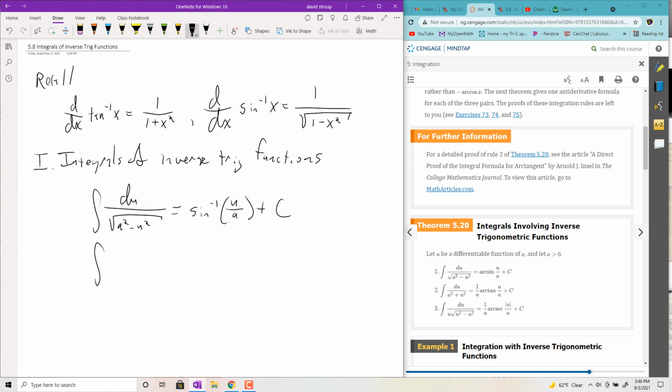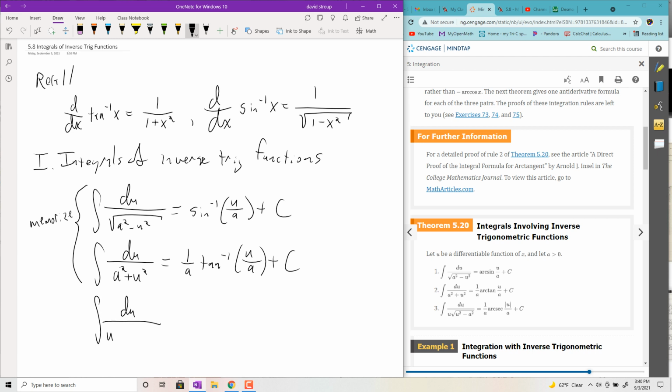And the other one we need to memorize, du all over a squared plus u squared. A is a constant and u is the variable part, in case you're wondering. That's going to be 1 all over a tan inverse of u all over a plus c. So please memorize these guys, as well as those derivatives. The third one I don't need you to memorize.